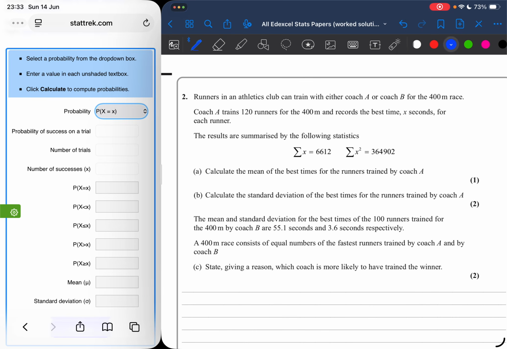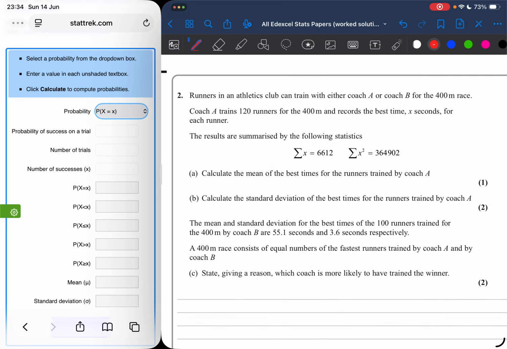Next one. What do we have? Runners. What are they doing? Running, probably. He's got 120. That's a lot of them, isn't it? 40-meter race, and so on. So we have some values for this. What are we doing? Probably mean and standard deviation. Yep, what a surprise. So the mean, how do we do that? X bar. Add them all up, divide by how many there are.